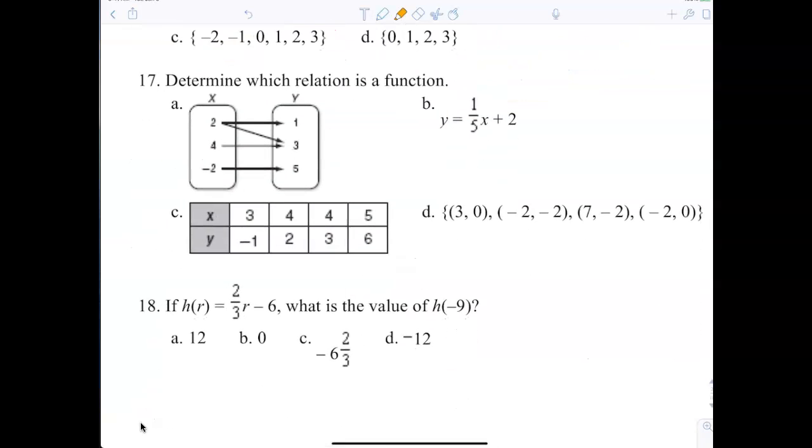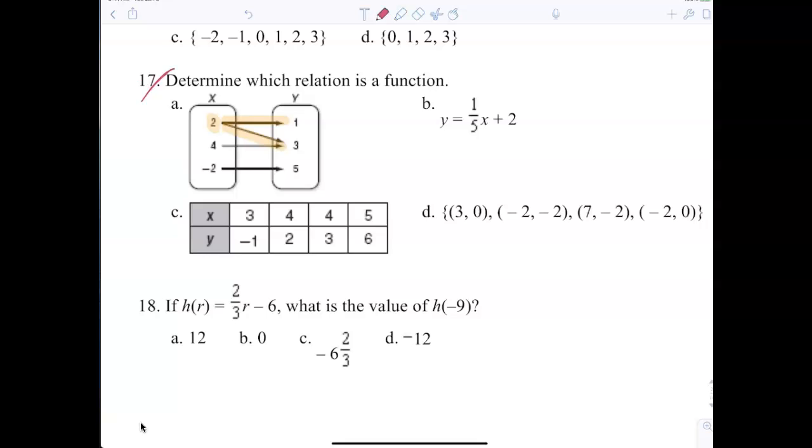Now, a relation is a function if all of the X values are different. A relation is a function if all of the X values are different. In A, are the X values different? No, because 2 is mapped, we say, to 3, and 2 is mapped to 1. So that is definitely a no. All right?